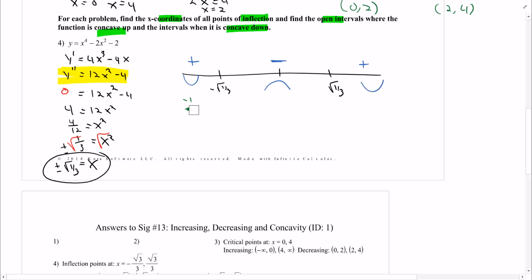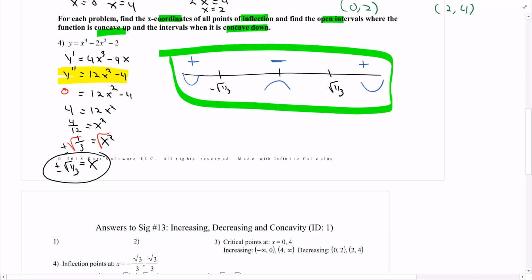You can't use this as an answer. You will get 0 points for doing that. It's just a tool to help us get where we want to get. We want to give the intervals. So let me not be lazy. Let's say concave up on the intervals. Let's do this notation first: negative infinity to negative square root of 1/3.